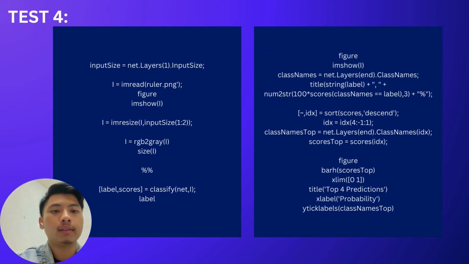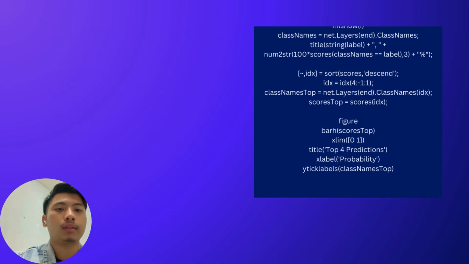For the fourth test, we choose a picture of a ruler to test out the accuracy. The result from figure 21 shows 100%. We can conclude that it is a successful fourth test.